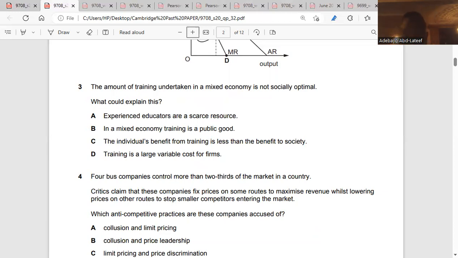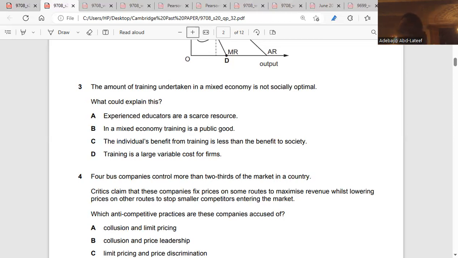Experienced educators are scarce resources. If experienced educators are scarce resources, we have substitutes like the internet to do that. In a mixed economy, training is a public good. If training is a public good, that means it's not even expensive, so the government will provide it. So that will not make it socially not optimal because it will be available.